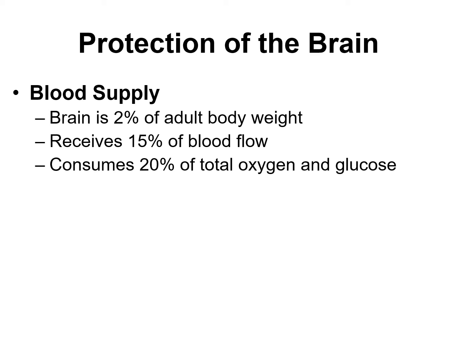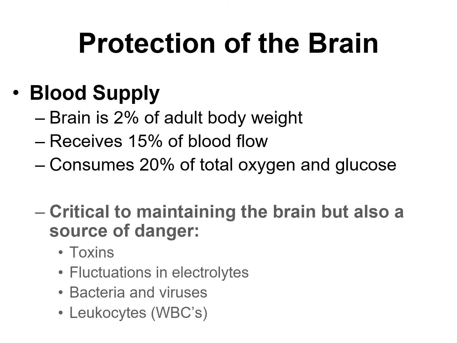The brain is well supplied with blood. Even though it only represents about 2% of adult body weight, the brain receives about 15% of the body's total blood supply or flow. It consumes a staggering 20% of the body's total consumption of oxygen and glucose. So blood supply is critical to maintaining the proper functioning of the brain.